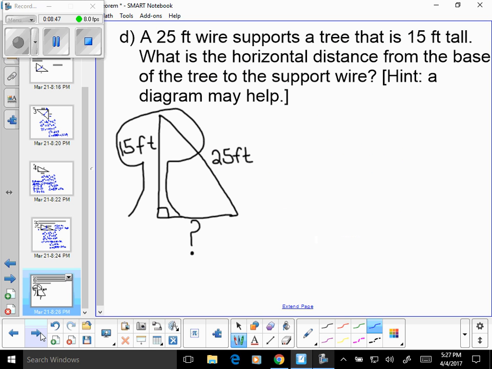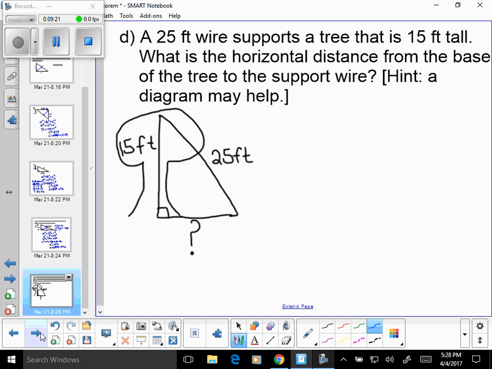So, one of the ways in which we use this is going to look a little familiar. It's going to remind you of what we did with proportions when we had to find the missing length. Only, I don't have something else to compare it to. I don't have that similar polygon. I have a 25-foot wire supporting a tree that is 15 feet tall. What is the horizontal distance? Aha, you have to know what words like horizontal means. From the base of the tree out to the support wire.